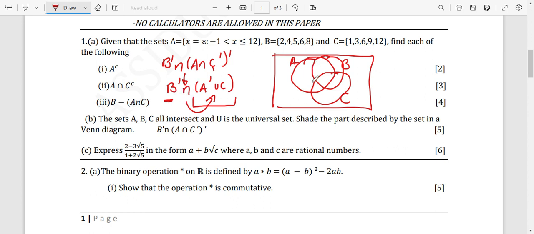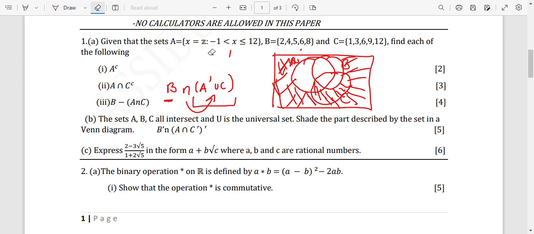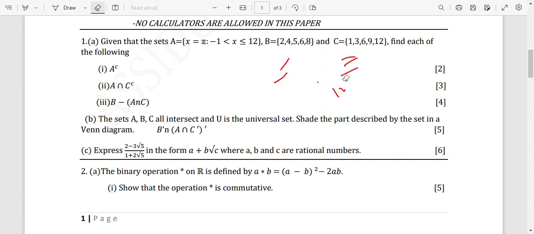So what is outside B? But it should be outside A together with C. It shouldn't be in B. Should be outside A together with C. So this is what is supposed to be shaded, this region. Hope it is clear. So we already shaded it now. Just remove that part which we shaded in B because we only want what is outside B.